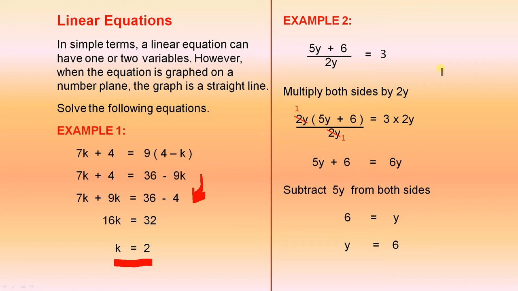Second example, 5y plus 6 all over 2y equals 3. Multiply both sides by 2y. There's the 2y that we multiplied by, and here's the other one. Remember, what we do to one side we have to do to the other. Cancel the 2y's out, so we have 5y plus 6 equals 6y. Subtract 5y from both sides. That gives us 6 equals y, or y equals 6.